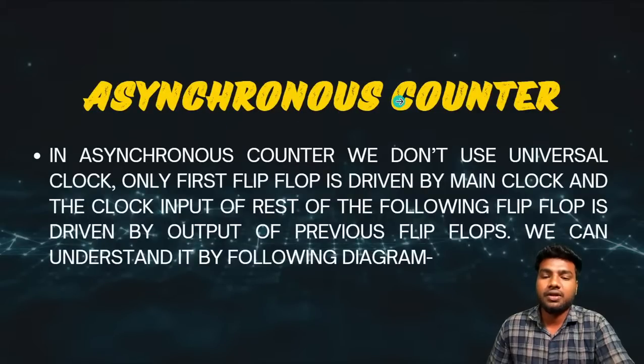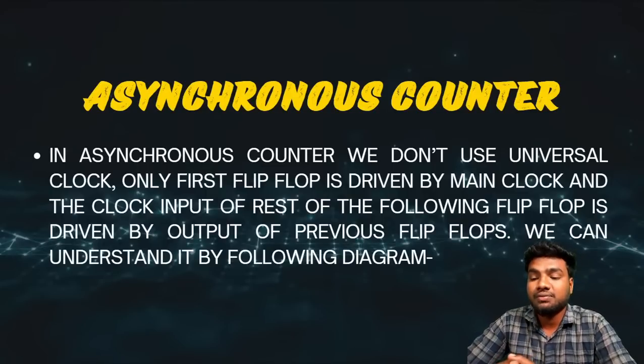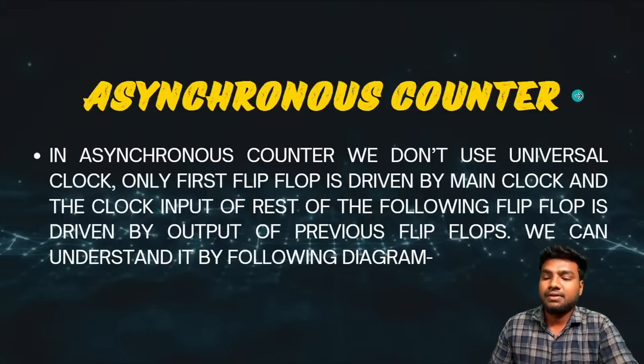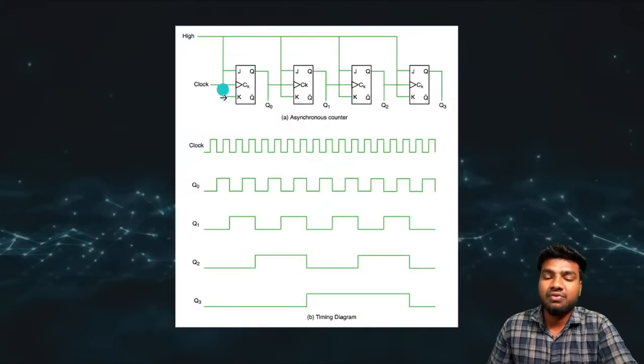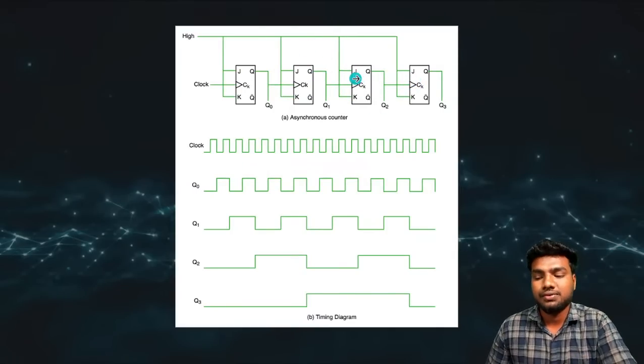You can also see that in the asynchronous counter we don't use a universal clock. Only the first flip-flop is driven by the main clock, and the clock input of the rest of the following flip-flops is driven by the output of the previous flip-flops. So only the first flip-flop uses the global clock, and the remaining flip-flops are driven by the previous flip-flop outputs. So this is an asynchronous counter.